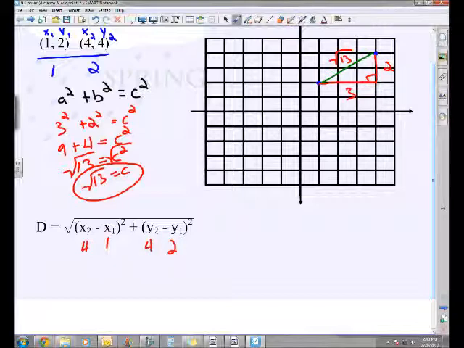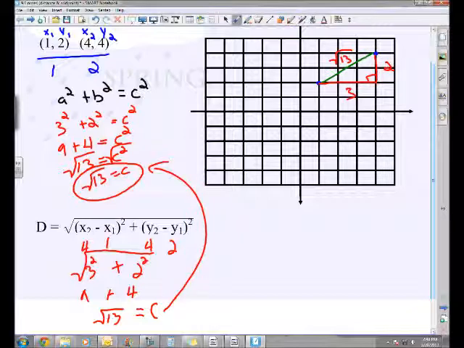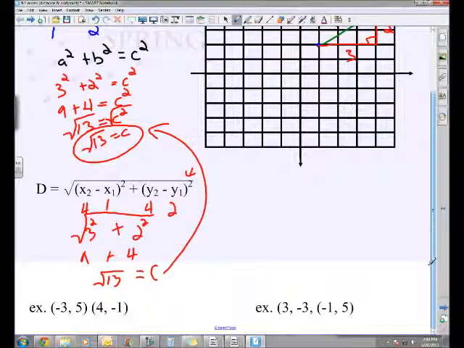We take 4 minus 1, we get 3 squared. We take 4 minus 2, we get 2 squared. We're going to take the square root of that. 3 squared, 9. 2 squared, 4. We get the square root of 13 equals c. So we see that these 2 methods agree. This is just an expanded form that will work with any 2 points that we've got. So let's go ahead and try it out on a couple of these.